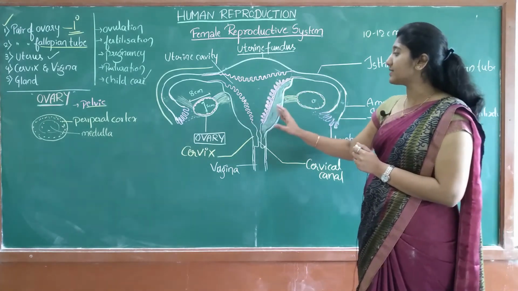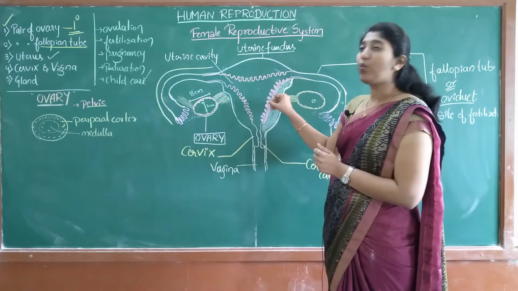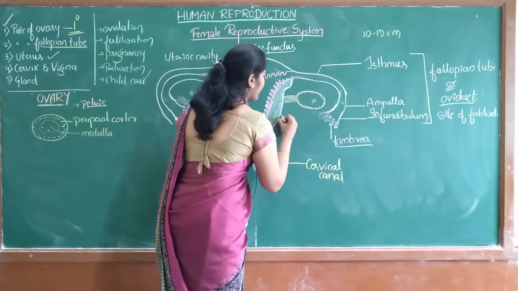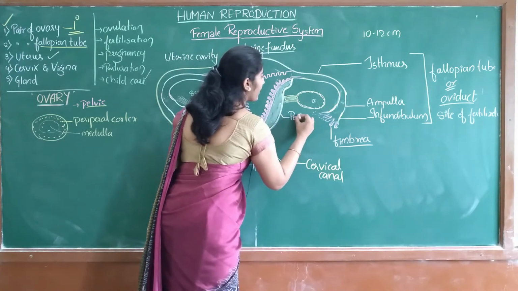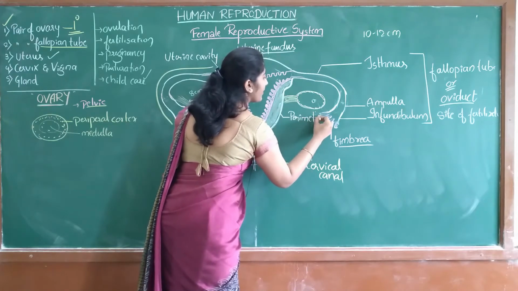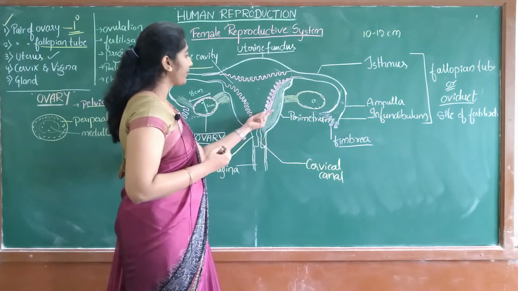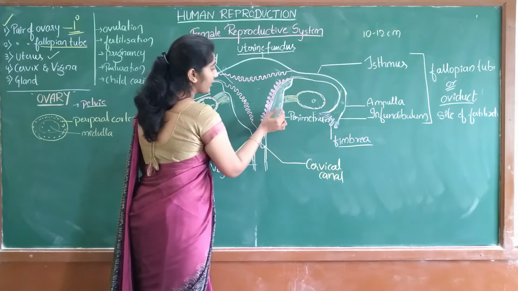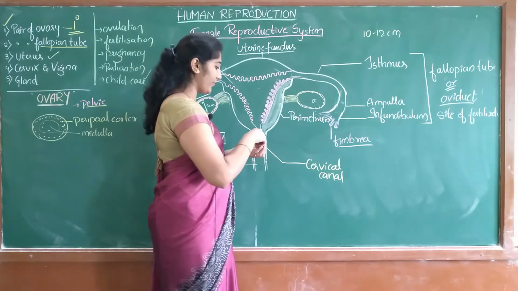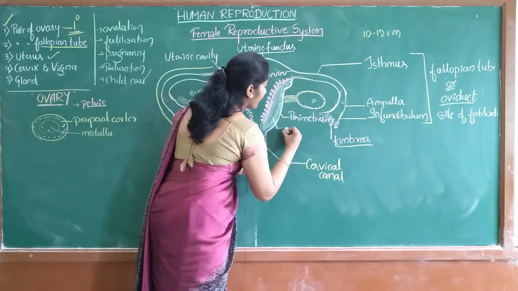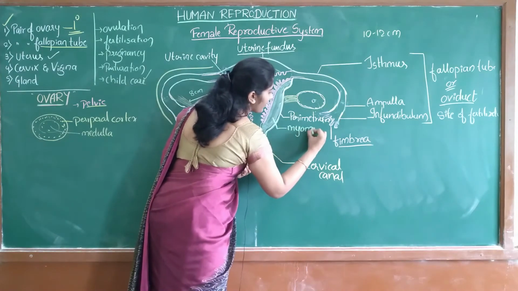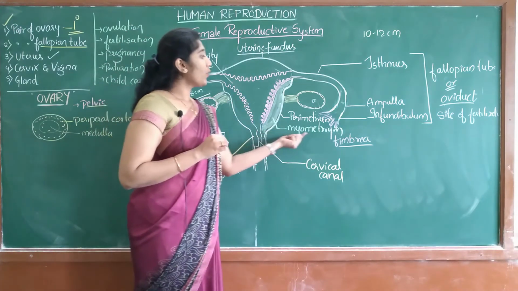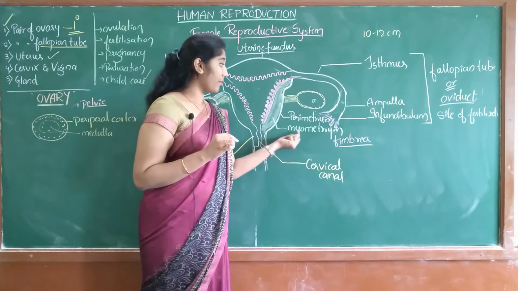This uterus is lined with three walls. The white colored outermost wall is called the perimetrium. It is fibrous in nature. The green colored thick middle wall of the uterus is called the myometrium. Why do we call it myometrium?